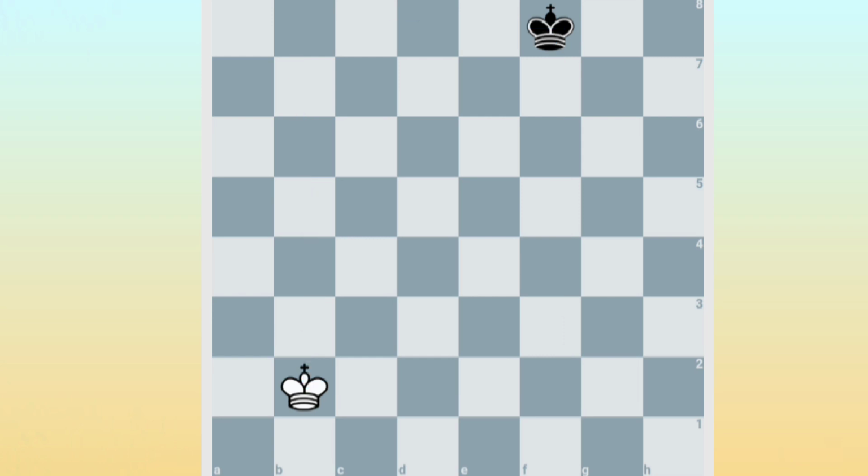Now it is black to move. Wherever black king moves, the white king will get the opposition. So let's move to our next diagram.